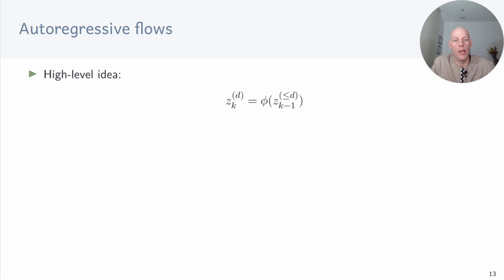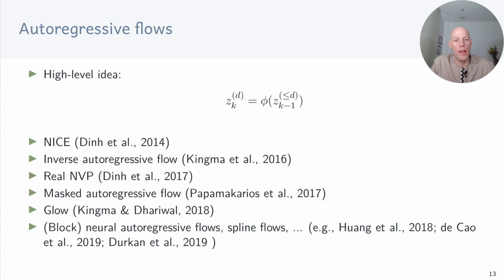Autoregressive flows implement exactly this. At a high level, the dth dimension of z_k only depends on dimensions 1 to d of z_{k-1}. There are many variants of autoregressive flows, for example, NICE, inverse autoregressive flows, real NVP, masked autoregressive flows, Glow, neural autoregressive flows, spline flows, and so on.